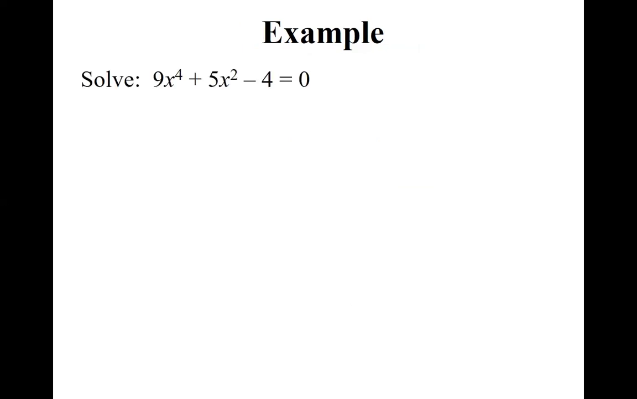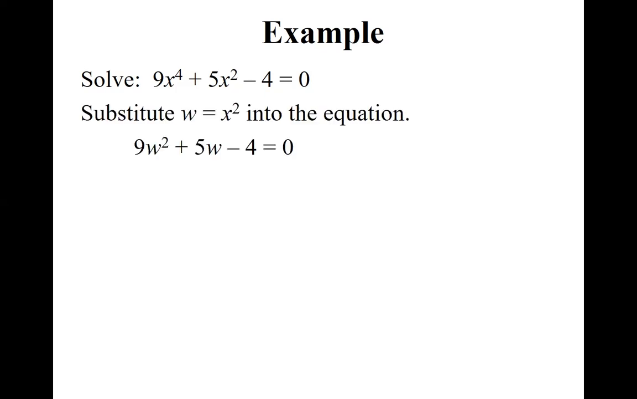9x to the fourth plus 5x squared minus 4 equals 0. Now for this one, if this was x squared and x instead of x to the fourth and x squared, we'd be able to use quadratic methods to solve it. So let's pick a variable, any variable. How about w? And let w equal x squared. Then this is 9w squared plus 5w minus 4. Let's solve for w.